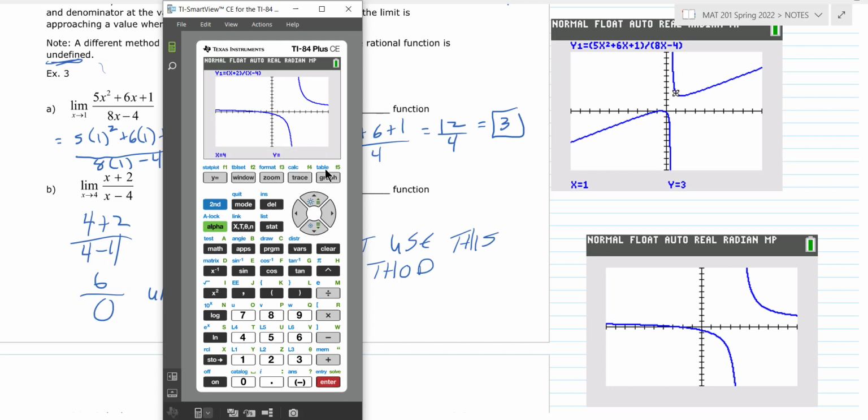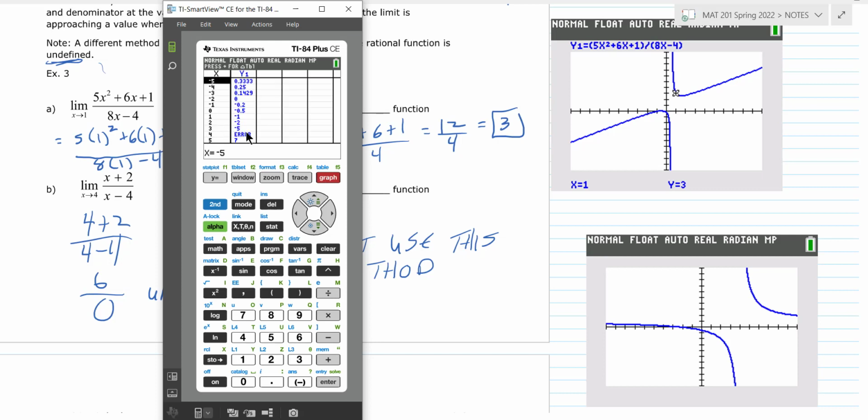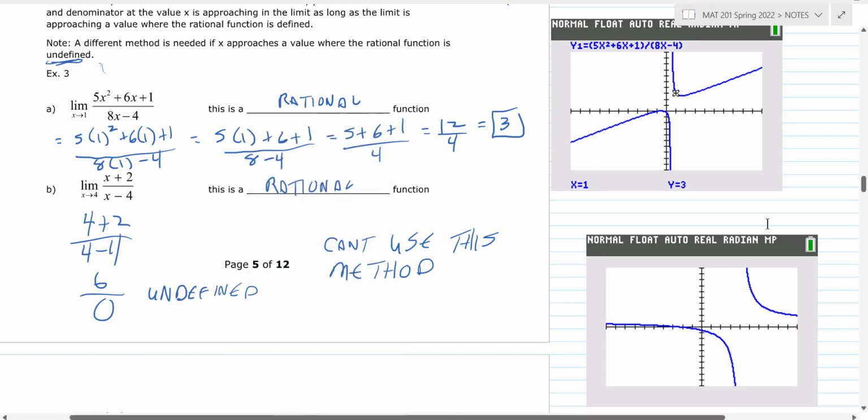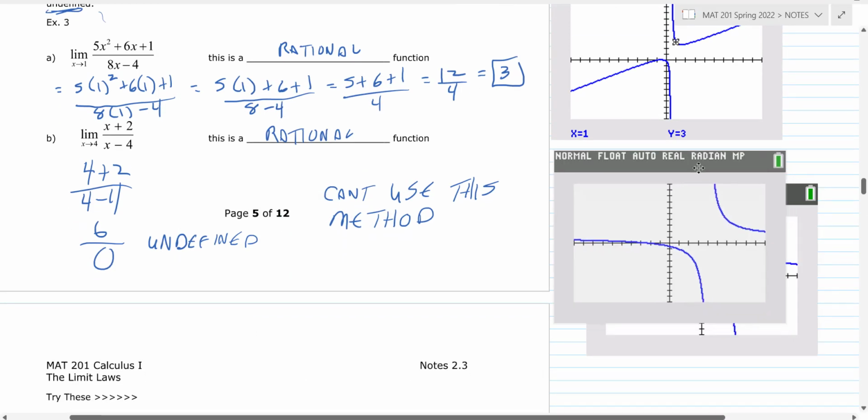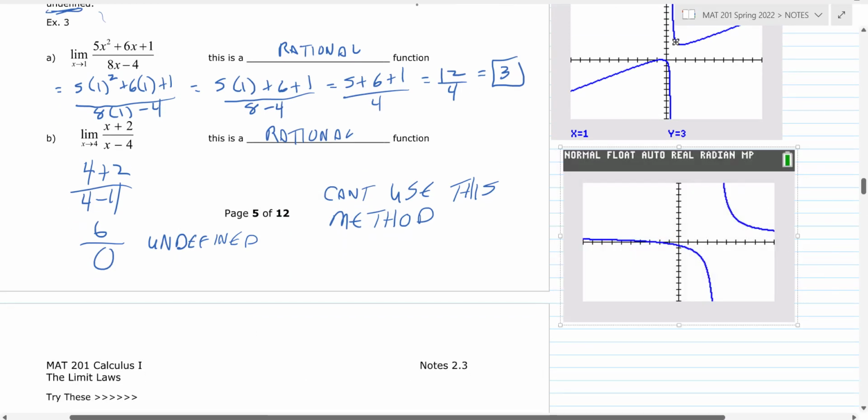If you look at your table of values, if you go 2nd Graph, at 4 there's an error. Now that doesn't mean the limit is an error. It just means the function's undefined, and we're going to learn how to evaluate that limit in a future section. So the idea is this had a vertical asymptote, and the right-hand limit seems to be going to infinity, and the left-hand limit seems to be going to negative infinity. So we'll talk about that in a later section.